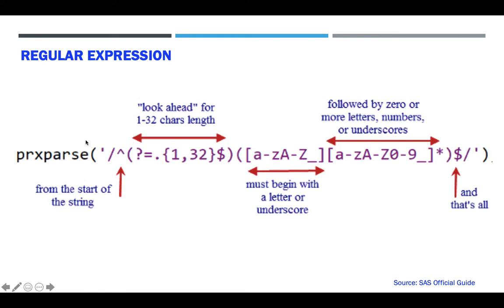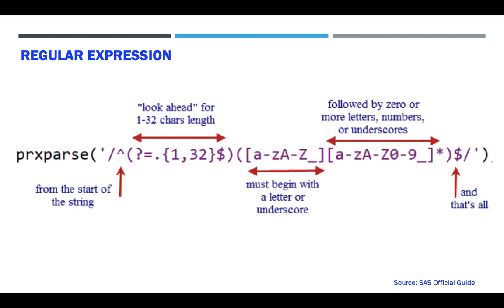In SAS, what you actually use is something called PRX, which stands for Perl Regular Expression. You need to parse the pattern. This one looks a little bit complex, but don't get overwhelmed. You just take some practice and get used to it. Basically, it's looking for any character length between 1 to 32, and it must begin with a letter or underscore, followed by a certain kind of pattern, and then it ends here. So this is a more complex example of using regular expressions.